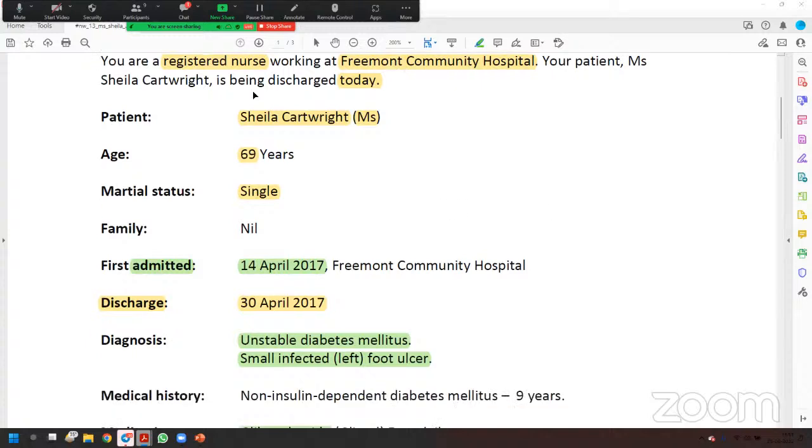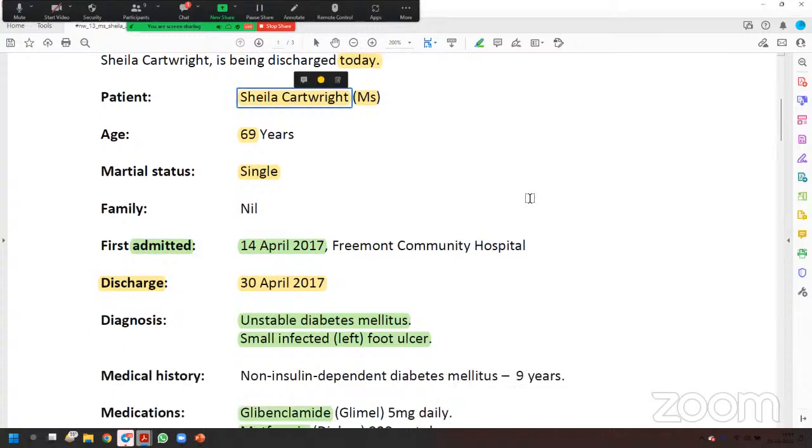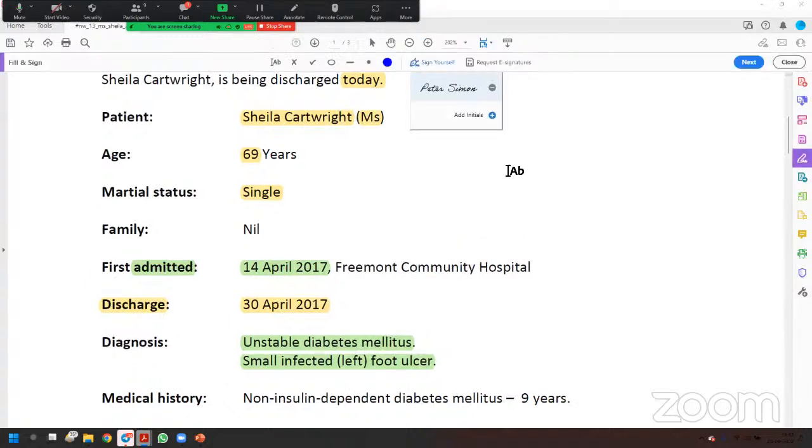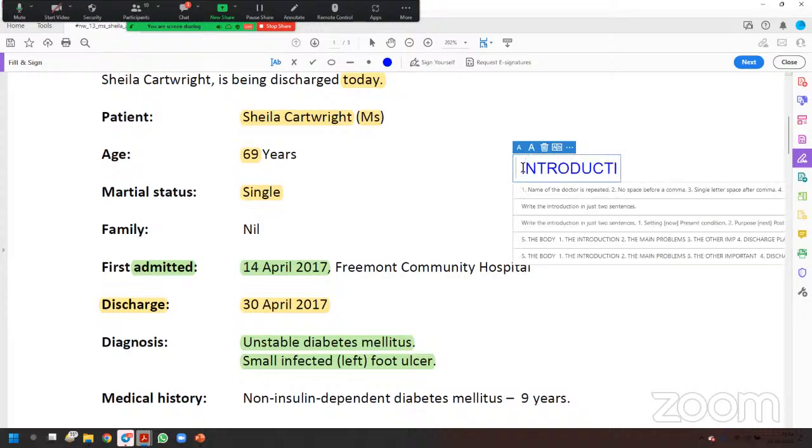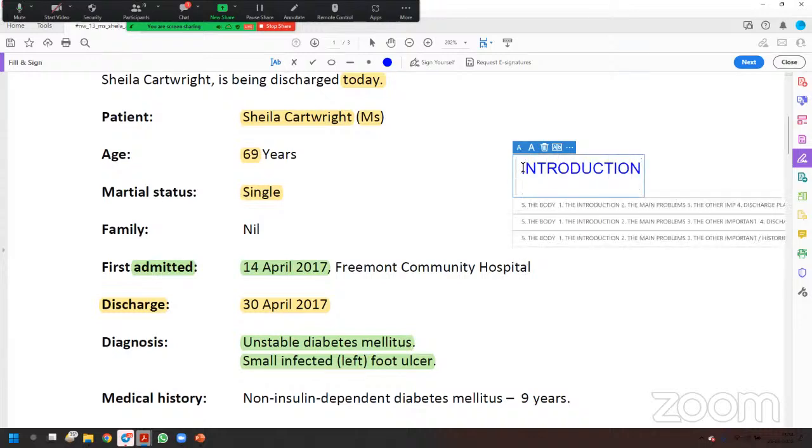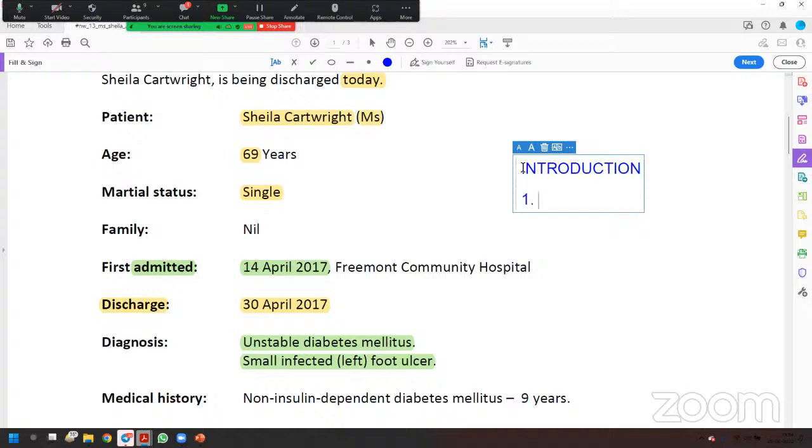First, let us start with the introduction. Sentence number 1: introduction. What can you write in the introduction? Number one, you have to write the name of the patient, Sheila Cartwright. That is number 1, and this is Miss Sheila Cartwright.